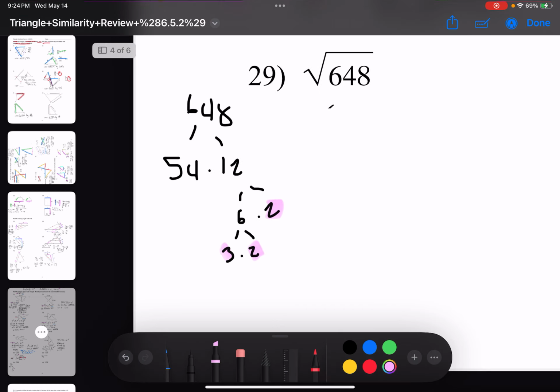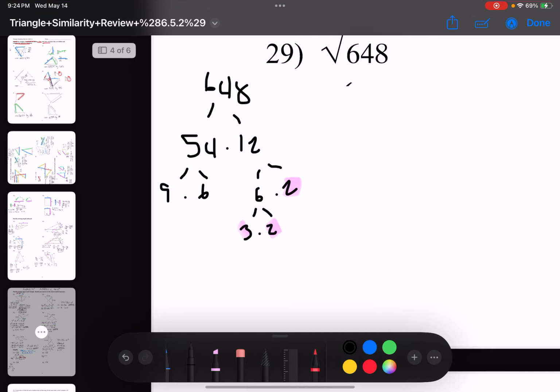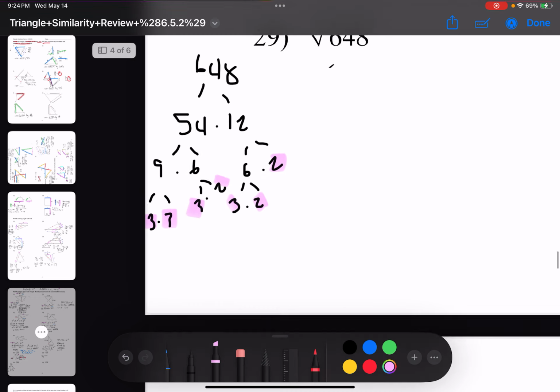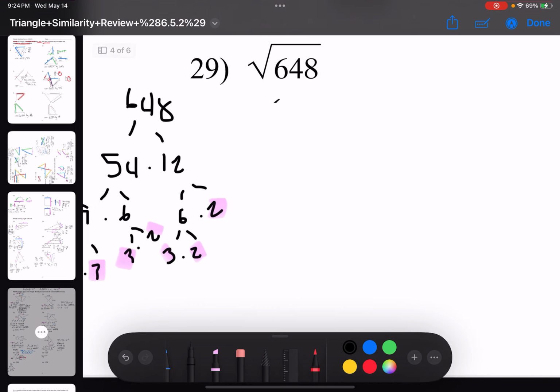Let's go 54 divided by 9, because I just looked at this. 9 times 6. So then boom, we're gonna split up 3 and 6 again. 2 and then 3 times 3. So now we all got prime numbers. Hospital bedtime.